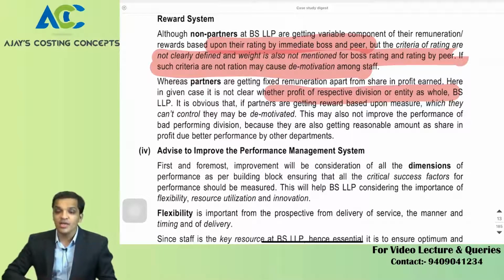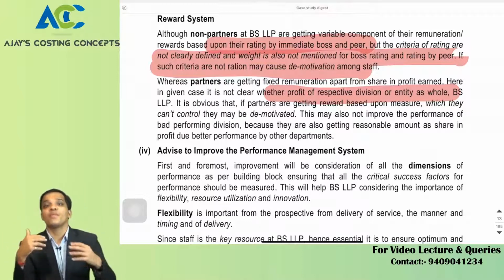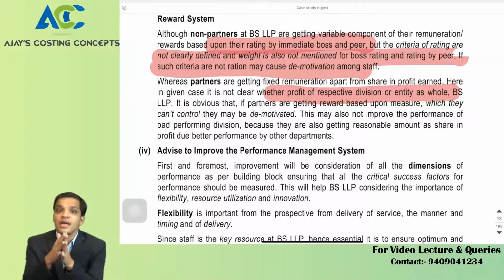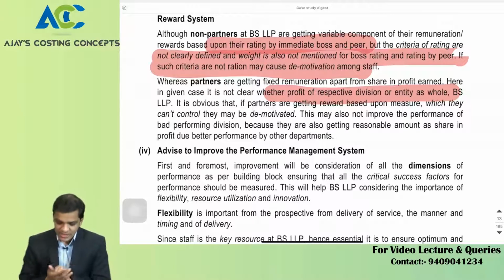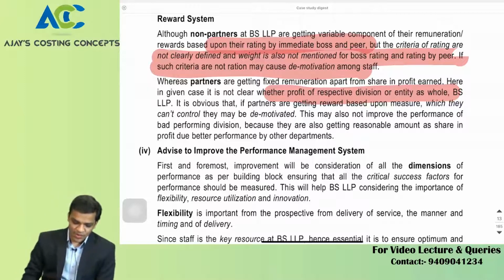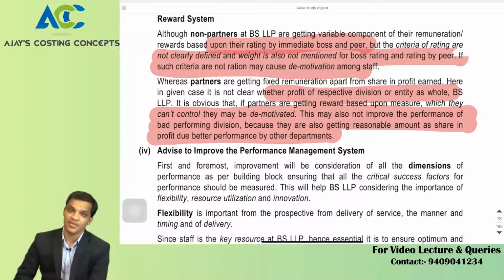And my partner who might not be performing as well as we are may still get motivated, because the profit is distributed from the organization as a whole, so he gets more profit though I am putting in my effort in my field. And that demotivates me. That is the reason why this will not improve the performance of the bad division, because they are also getting a reasonable share in profit due to better performance in other departments.